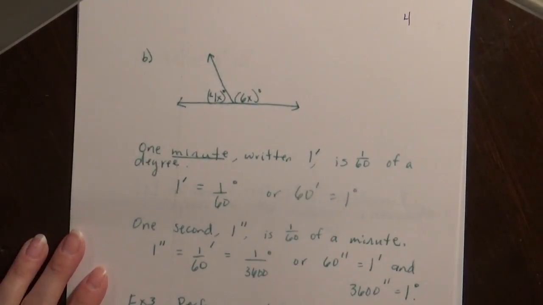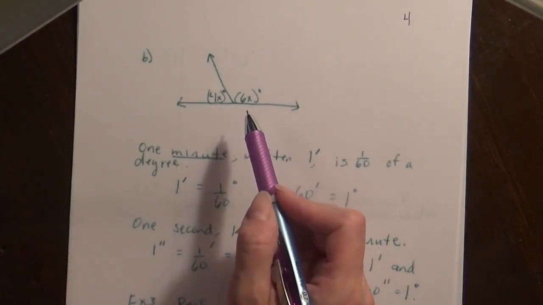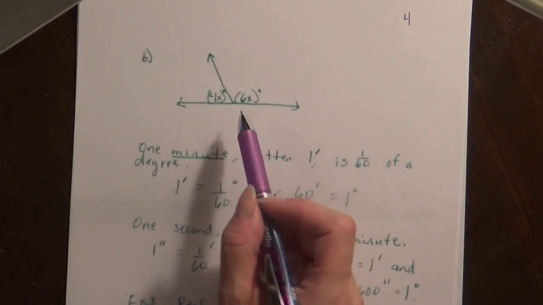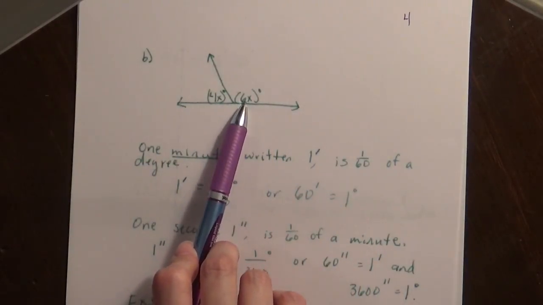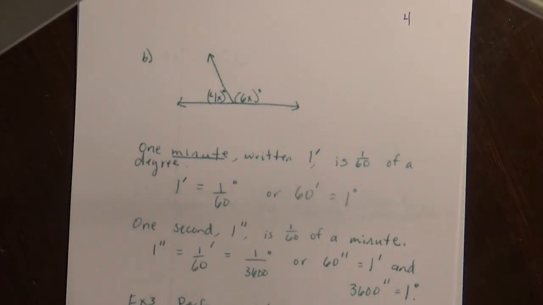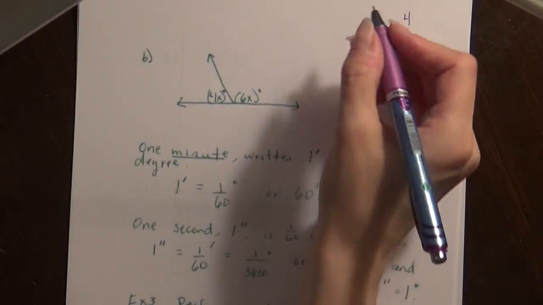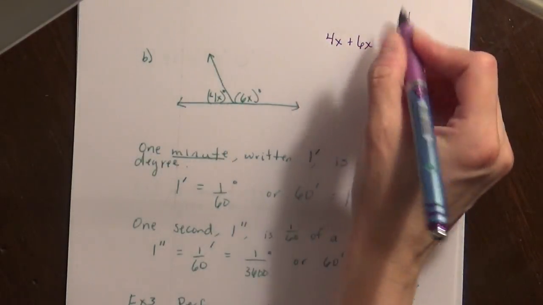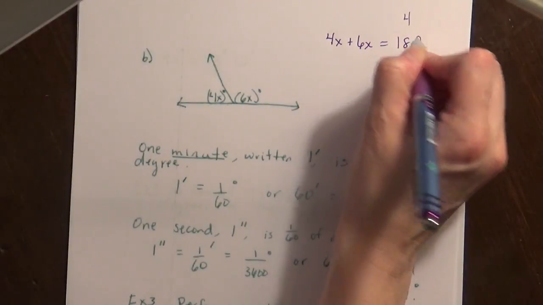Part B, we're going to find the measure of each marked angle. So this time I've got these two angles. These are supplementary angles because they create a 180-degree angle. So we're going to add 4x plus 6x and set that equal to 180.